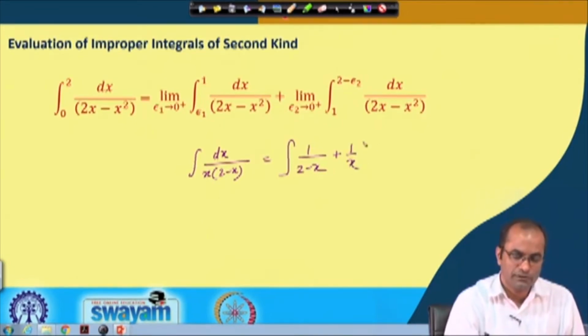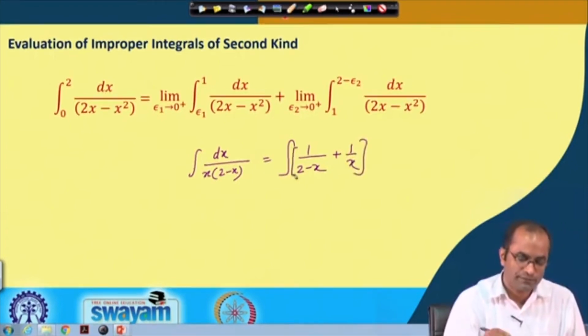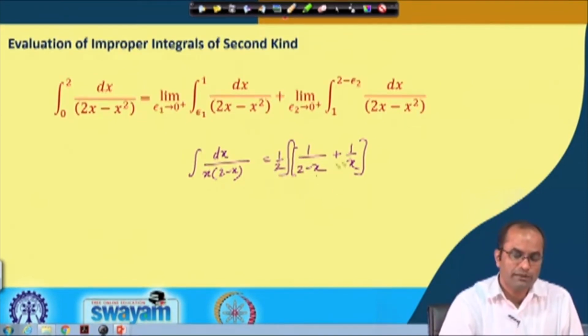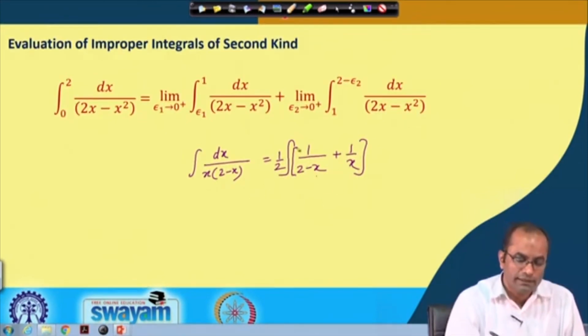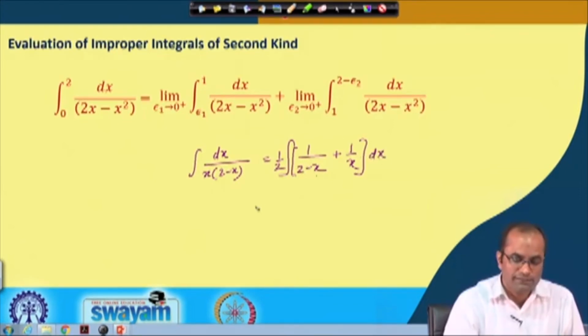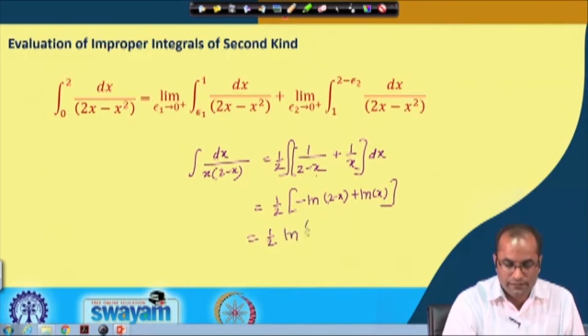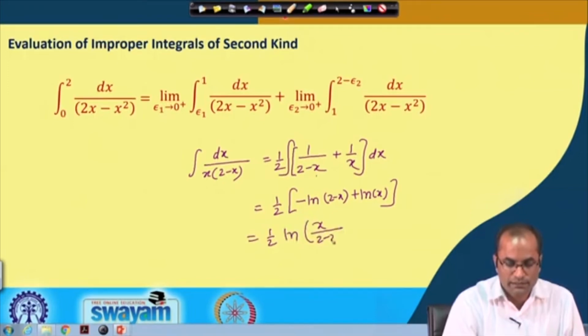So, this is 1 by 2, we have to adjust here, because we will get this 2 there. So, we have 1 by 2 times (1 over 2 minus x plus 1 over x), and this integral there over dx, which we can integrate. So, we will get this with minus sign as ln(2 minus x) and plus this ln x, which is basically this half and this ln of x over 2 minus x.